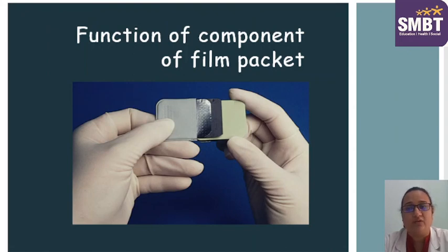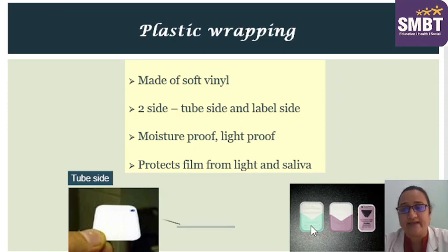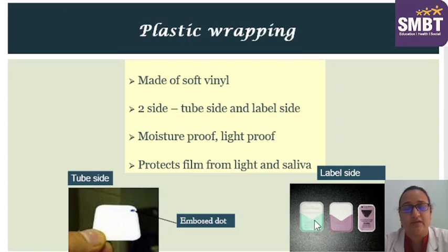So what is the function of each of these components? The outermost plastic wrapping is made of soft vinyl. It has two sides, one is the tube side, the other is the label side. It serves the purpose of moisture proofing and light proofing. It protects the film from light and saliva. The tube side has only one color and has a raised occlusal dot on it, and the second side is the label side on which certain information is mentioned, like the company name, the speed of this film and how many films it has inside it.